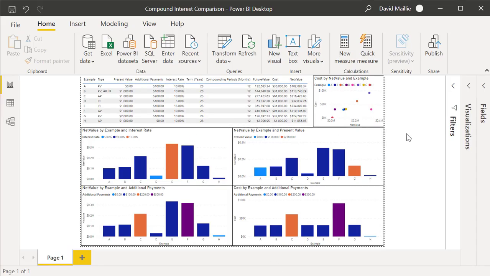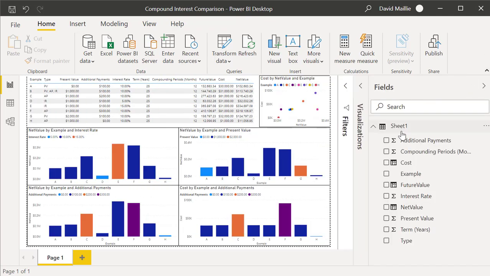So let's look at this. Once I'm in Power BI, I bring that data in. You can see it right here, Sheet1. I have the additional payments, compounding periods, example, interest rate, present value, term, and type. But you'll also see I have cost, future value, and net value. These are calculated fields. So once I have that data in here, I have the example, type, present value, additional payments, interest rate, term, and compounding period. That's what I just had in Excel, right? I don't have these 3 yet.